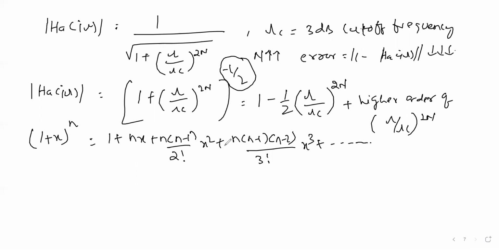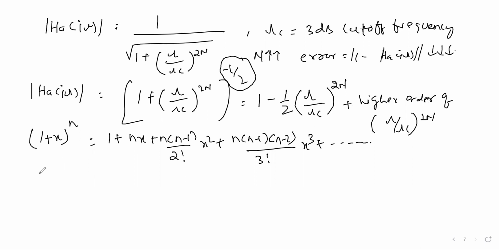Plus what next will you get? Next is minus half times minus 1 by 2 factorial x square. The coefficient, just leave it. X square means (omega by omega c) to the power 4n. Then some part (omega by omega c) to the power 6n. Yes or not? You will get it like this. Now, this is the magnitude of H(j omega). It is 1 minus 1 by 2 of this portion plus higher order terms of omega by omega c.